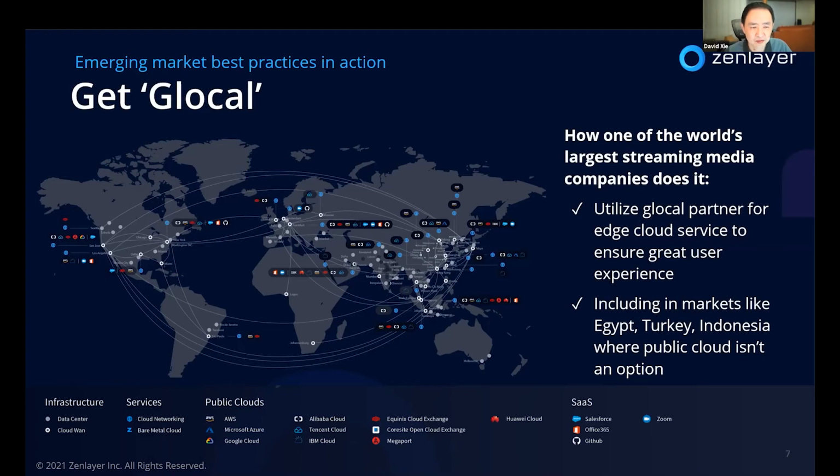A few years ago, we worked with a streaming media company. They deploy digital services through our infrastructure, including places such as Egypt, Turkey, and Indonesia. And in most of those locations, there isn't even a public cloud infrastructure. So they use a combination of public cloud and private cloud, a hybrid approach, to cover 20 countries in a couple of months. So that's very, very impressive.